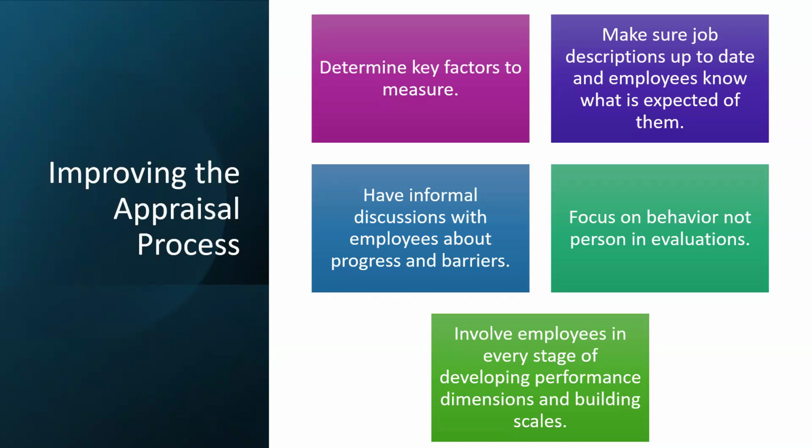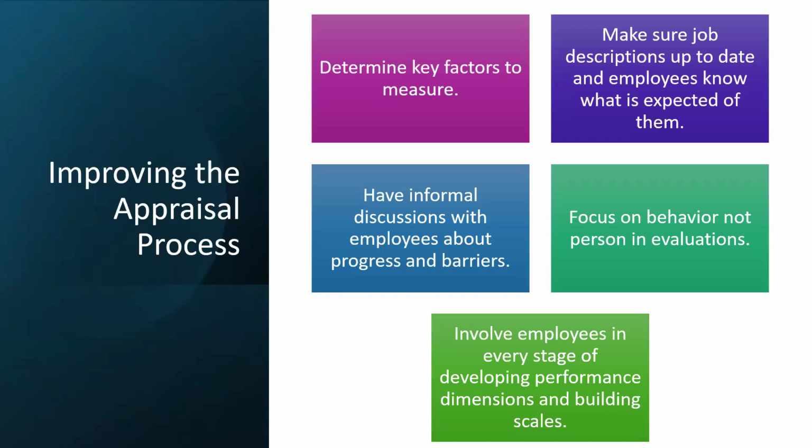One is that we need to determine our key factors for measurement. So what are the key performance indicators or the metrics that we're going to use to develop our scales? We need to make sure our job descriptions are up to date and that our employees know what's expected of them. Because if they don't know what's expected of them, then they're not actually working toward getting high performance appraisal ratings, which theoretically, if we're trying to determine key factors, are related to our organization strategy.